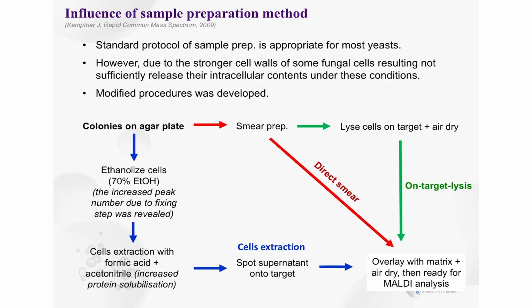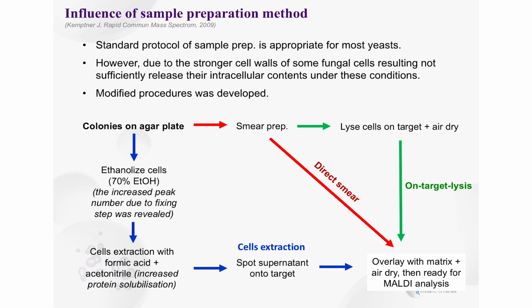So, the influence of the sample preparation method. They try to have one appropriate for most yeast. However, due to the strong cell walls, as we know, even among the same yeast, different strains and different isolates have different cell walls. Let's say a yeast is quite different, but how about the mold? It's much more different. So modified procedures are developed.